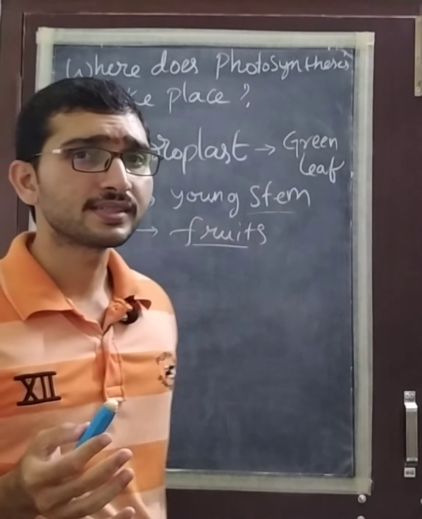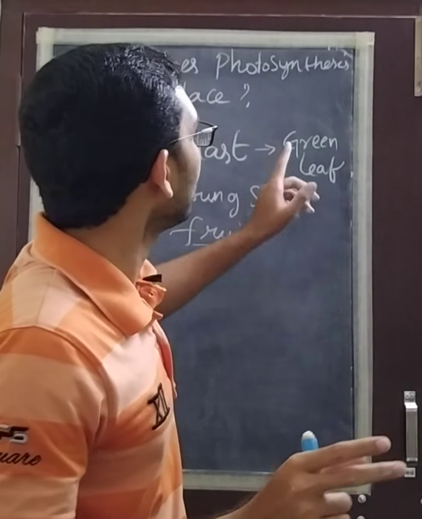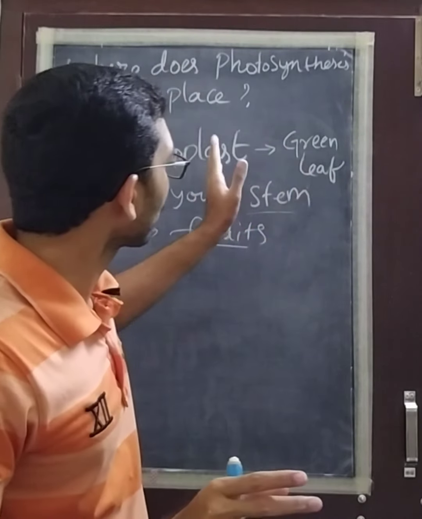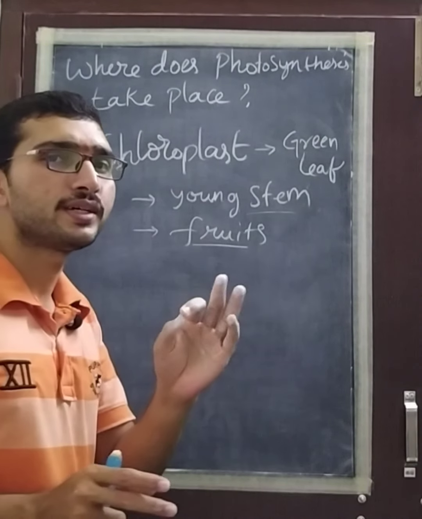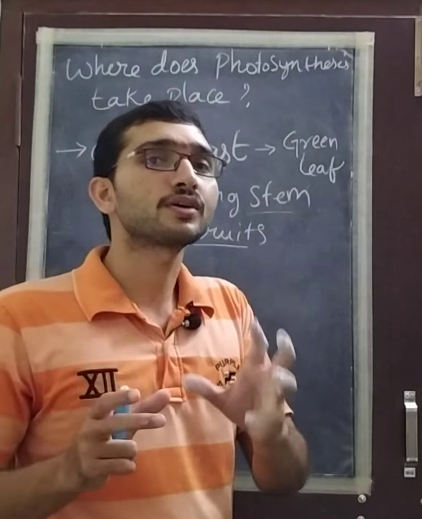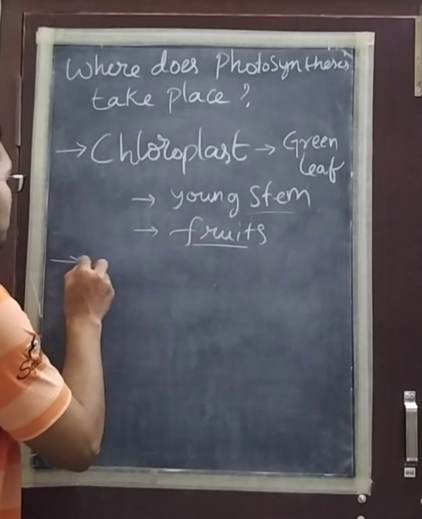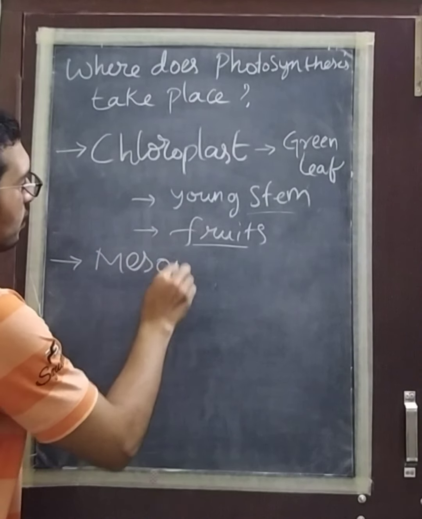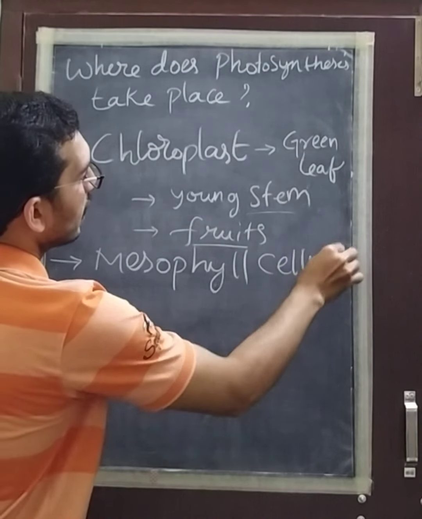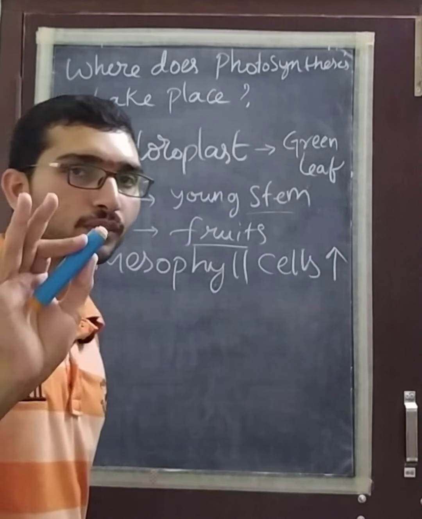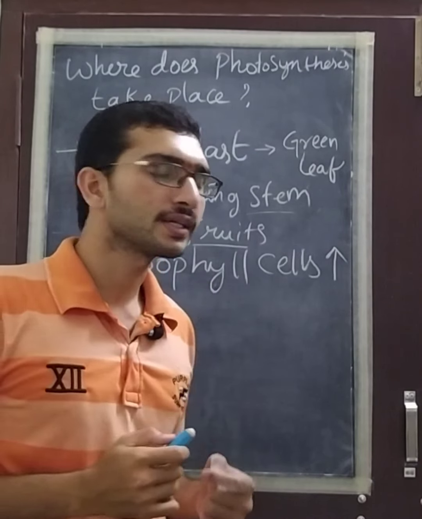Now the next question is, where is there a large number of chloroplast present in the leaf? So we know that chloroplast is present in leaf, young stem and fruits. Now the question is, where is there a large number of chloroplast? So the answer for this question is mesophyll cells. Mesophyll cells will have a large number of chloroplast. So what are these mesophyll cells in the leaf, if you ask?